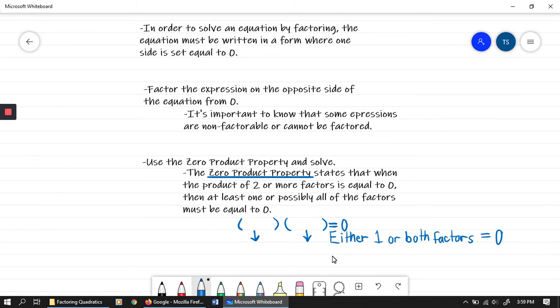I'm glad you asked. In order to use the zero product property, because either one or both of the factors is equal to 0, the way we use it is we set all of the factors equal to 0. Set each factor equal to 0. That's how we use the zero product property.